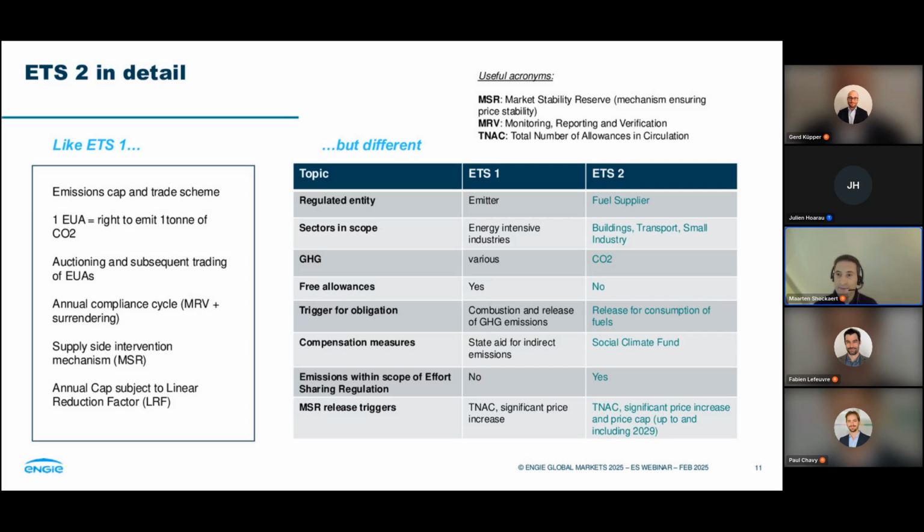There's a similar mechanic under ETS2, but in addition, there is a de facto price cap, or at least price level trigger, where an additional number of allowances will be released if the allowance price exceeds 45 euro, which is the 2020 value and indexed annually.